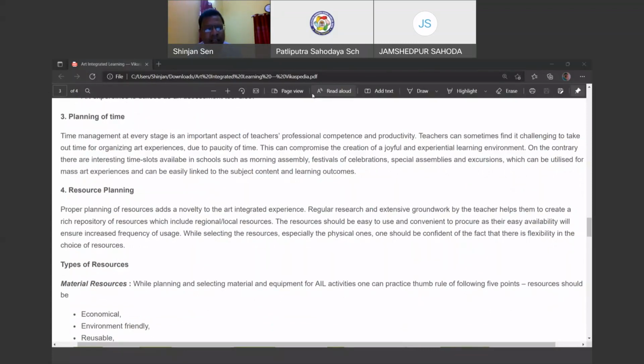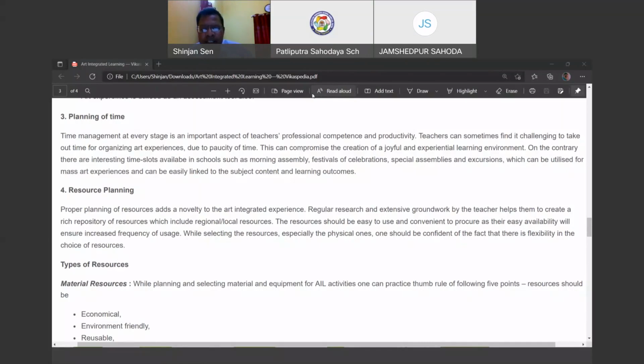A good artist will not waste a drop of his color. This is what they say. They always use it in some way or other. So regular research and extensive groundwork by the teacher helps them to create a rich repository of resources, which include regional and local resources. So: thinking, doing research, and having a good repository of resources.